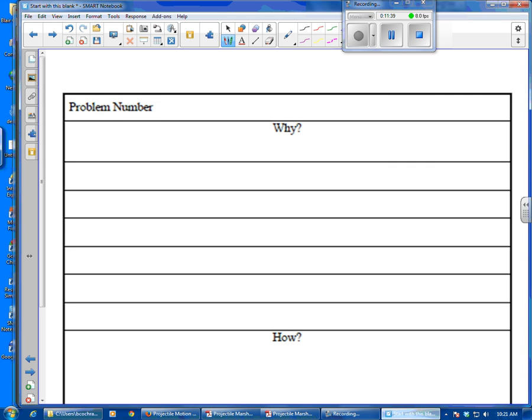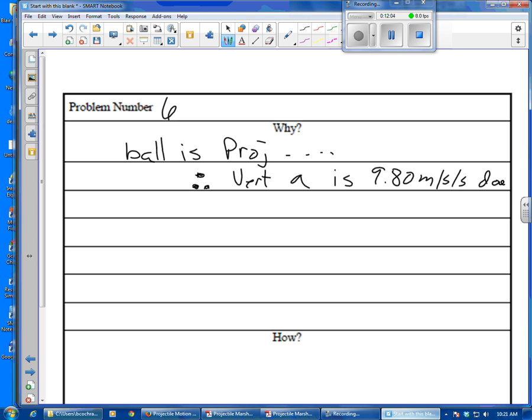So start off with ball is projectile. Therefore, vertical acceleration is 9.80 meters per second squared down, and horizontal A is 0.